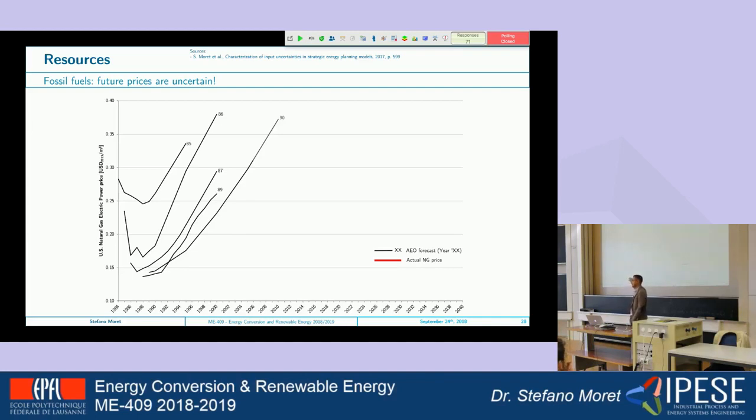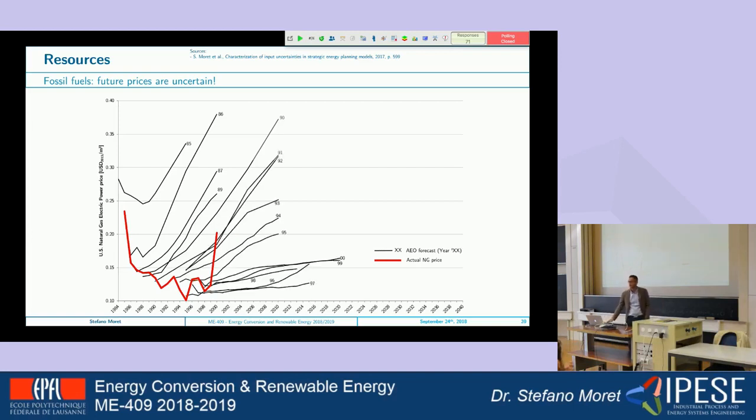So you see that forecasters in the 80s were expecting natural gas prices to go up during the 80s and the 90s. And instead, the red line shows the real value of natural gas, which actually dropped during those years. Then, during the 90s, people were expecting natural gas prices to increase less and gradually stabilize to the low values that they had at the end of the 80s. And all these forecasts did not forecast the fact that actually gas prices went up again. So here, if you make a calculation, you see that you have an error of 300-400% in the prices.